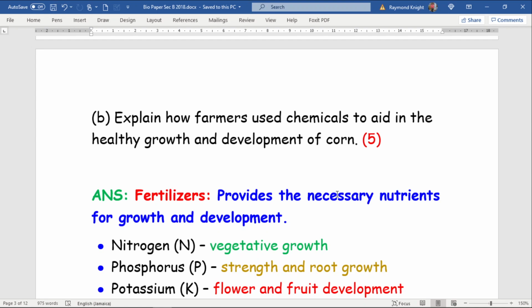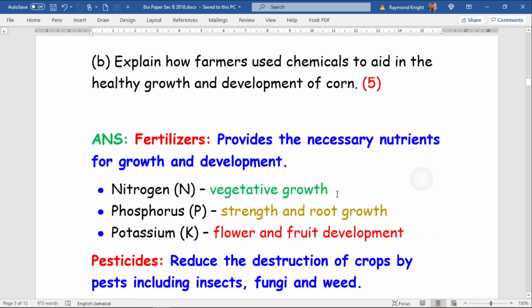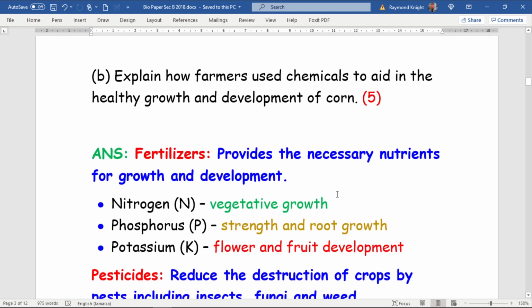And this is a 5-mark question. And it said chemicals. So of course you can list more than one chemical. And so here I put them in 2 broad categories and kind of explain them. The first one here is fertilizers. And fertilizers provide the necessary nutrients and minerals for growth and development.